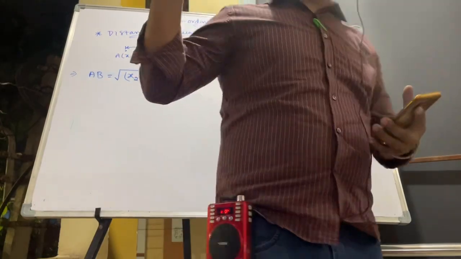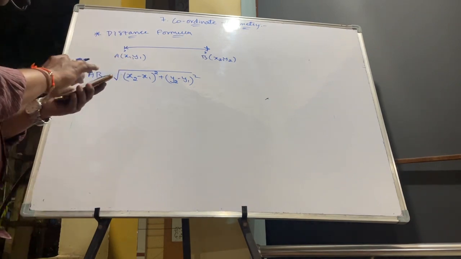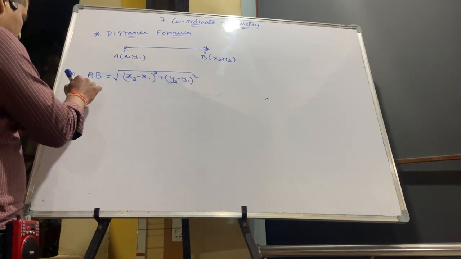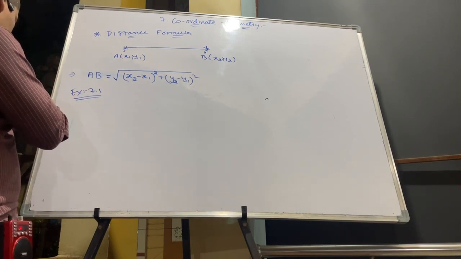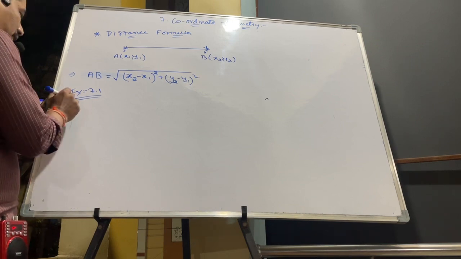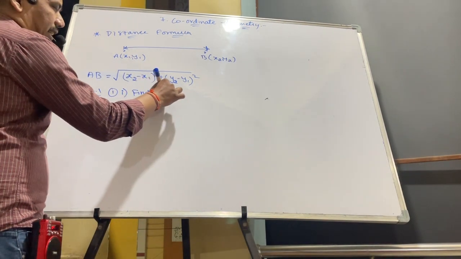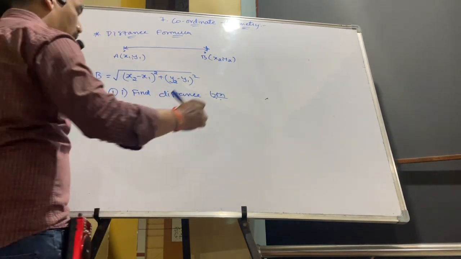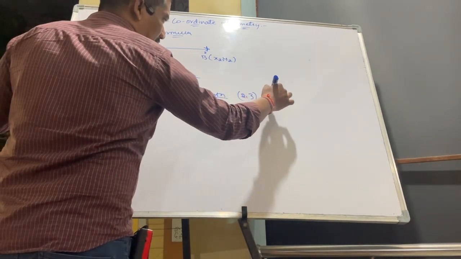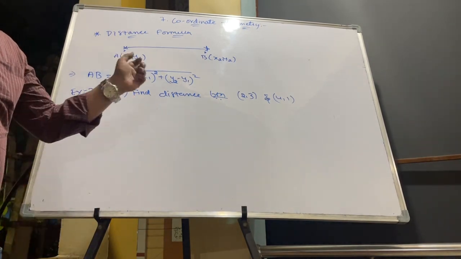Yeah, look here now. So the formula you understood? On the basis of this formula, exercise 7.1, one question I will be explaining to you right now. Find the distance between 2, 3 and 4, 1. You need to find the distance between these two.